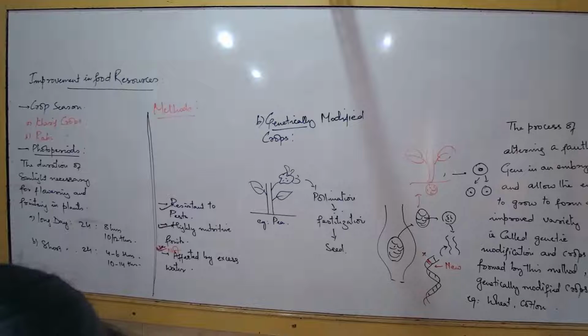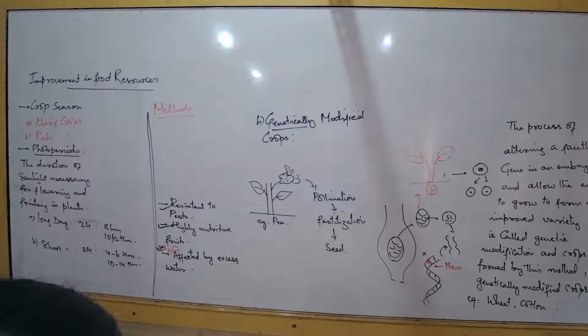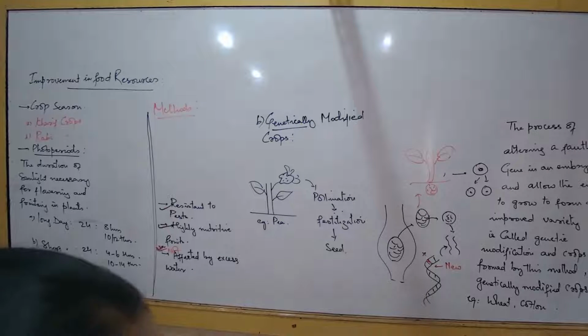Yes. Both the methods can give us improved variety of plants. But still there are a whole lot of differences. No, that was just an example I gave you. These are just examples. Hybridization is a process of improving the variety of food by the fusion of cells. Genetic modification is the process of alteration of the gene, alteration of the DNA.